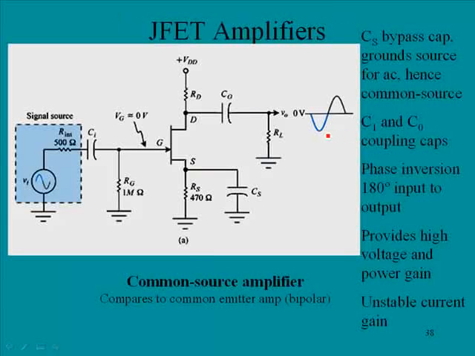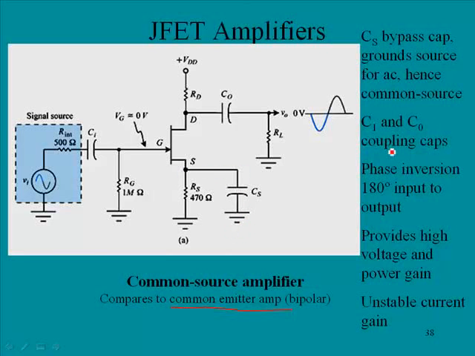First, we're going to look at the common source amplifier, and again this compares to the common emitter amp. We'll note the CS bypass cap grounds the source for AC, hence the common source. Remember, the reason we gave the common emitter amp that name was because there was a capacitor tied directly to the emitter that went to ground. This was a ground for purposes of AC, and so instead of common emitter, we're calling it common source, and that is why.